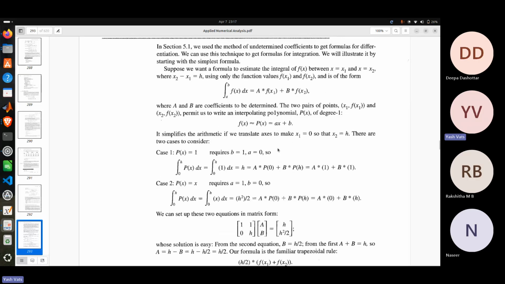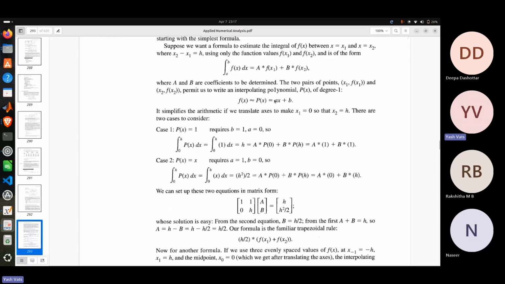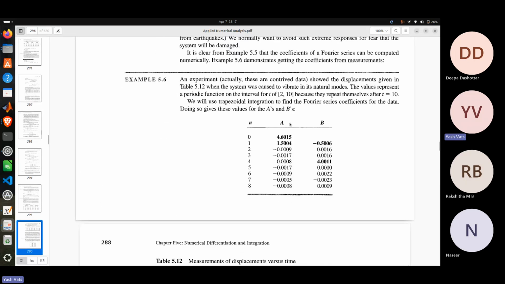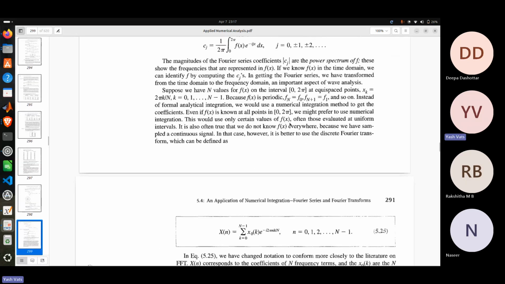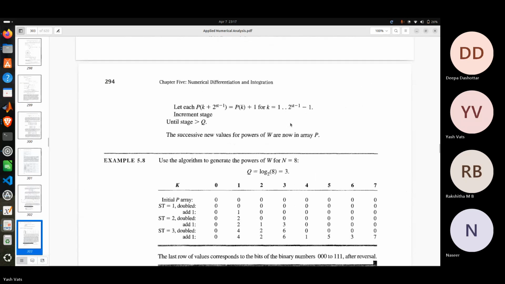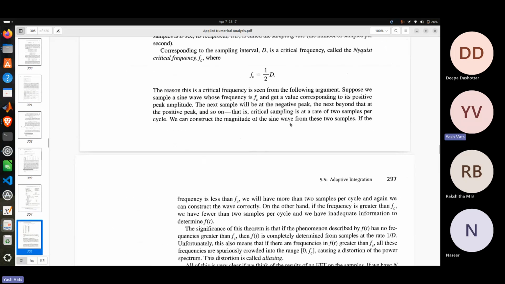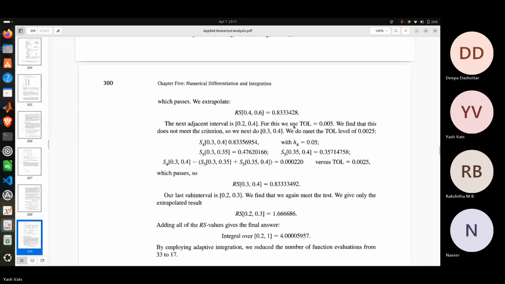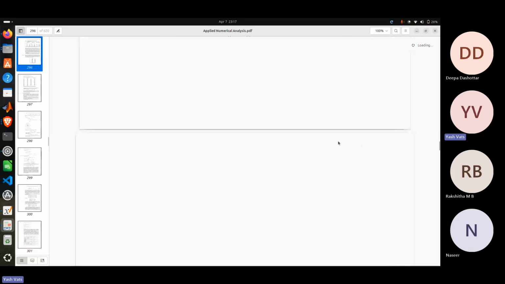So the Gaussian quadrature formula is that you integrate your f of x from a to b, and you can write this in two parts: a times f of x1 plus b times f of x2. And you use the polynomials in this way. Wait, I think that's not used before. All right, so just go with that one.